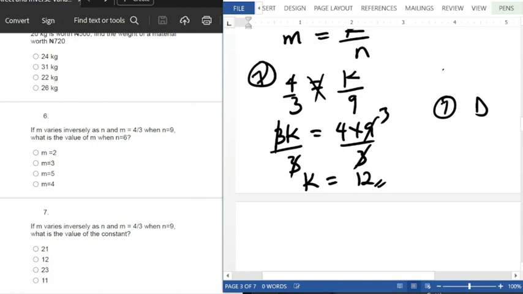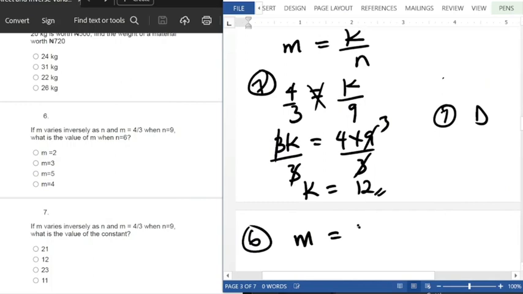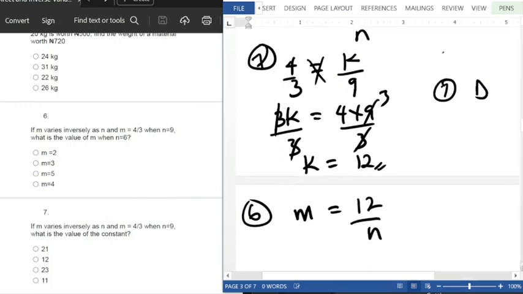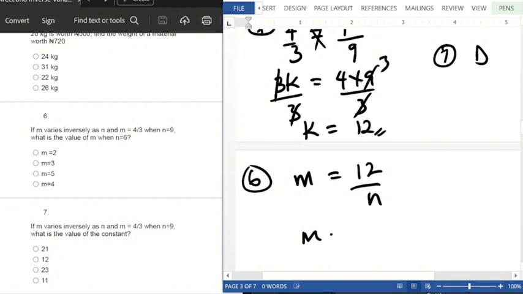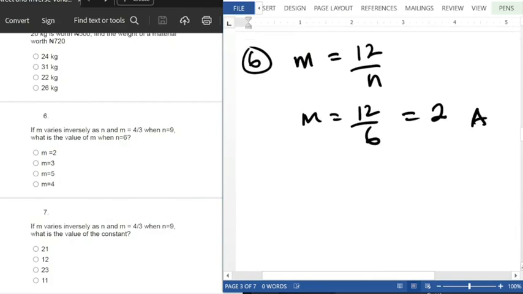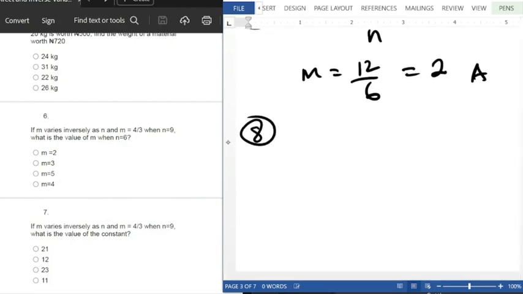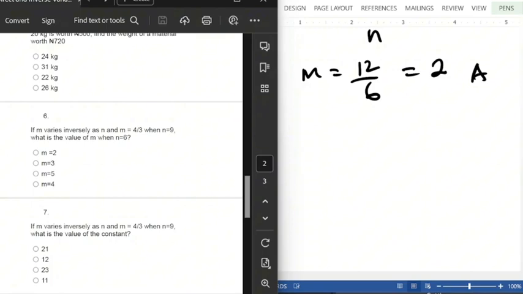So for question 6 now, M varies inversely, so find the value of M when N is 6. Before that, we put the value of K in our equation, so that will be M equals 12 over N. What we're looking for is M when N is 6. That is 12 over 6, which is equal to 2. M is equal to 2. That is option A. So we have used this to answer questions 6 and 7. I hope this is very clear. So now question 8.